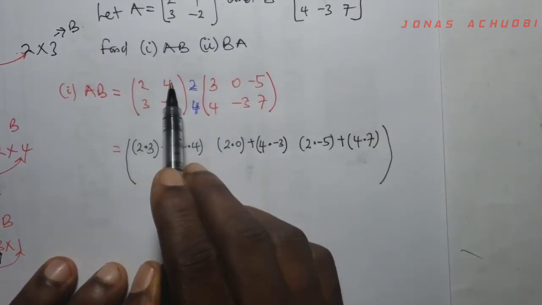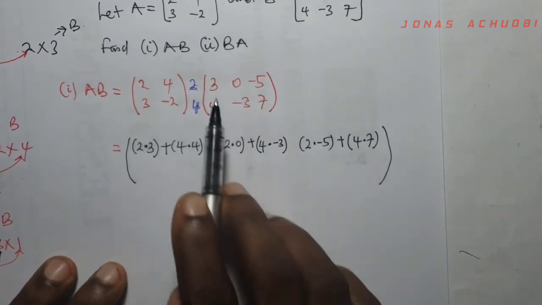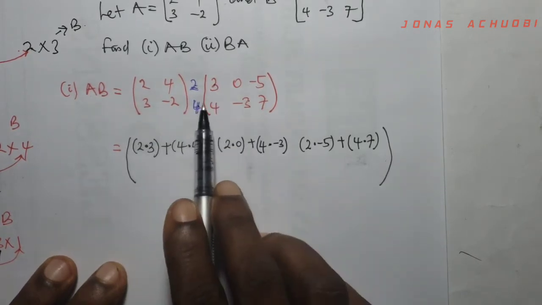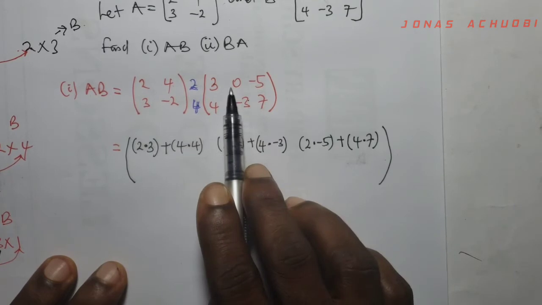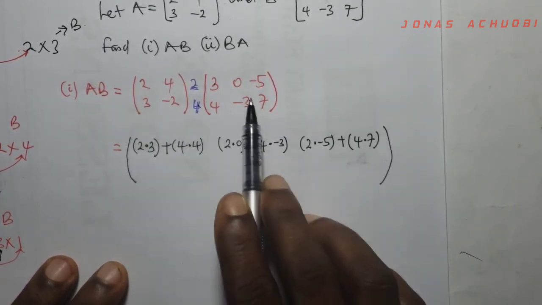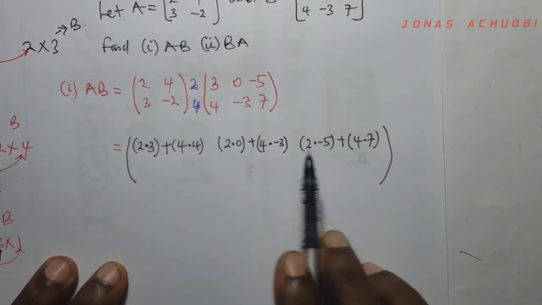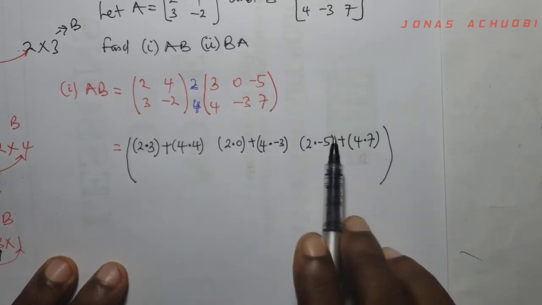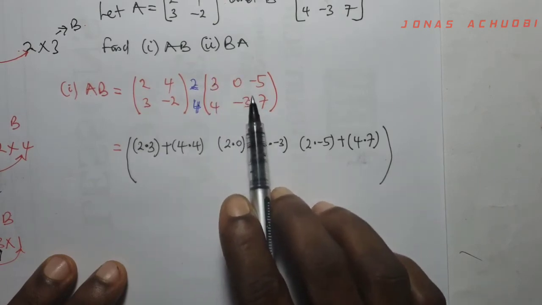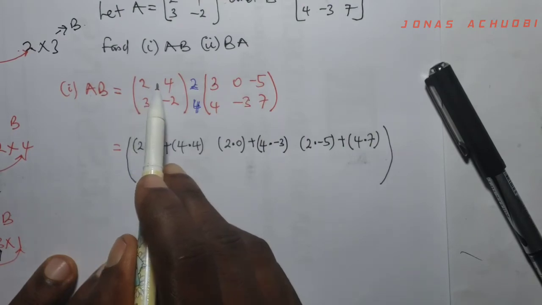I have used the first row of matrix A and multiplied every column of matrix B. So the first one is 2, 4, I put it here. 2 times 3 is here, plus 4 times 4. And I move to the next column. That's the next column here too. 2 times 0 plus 4 times negative 3. The next column, I move 2 times minus 5 plus 4 times 7. I come over here. Now I have exhausted the multiplication of every column of matrix B. So I am done using the first row of matrix A also.